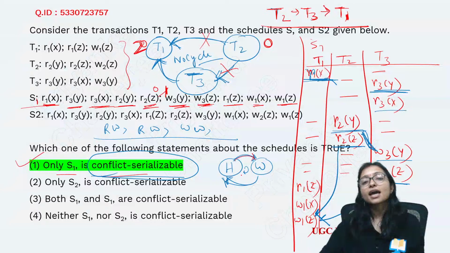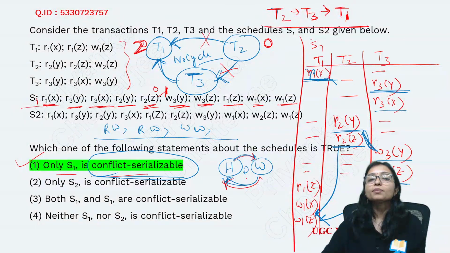But between this type of transaction, you will not be able to make it serial. Let the wife go first, then the husband; let the husband go first, then the wife.